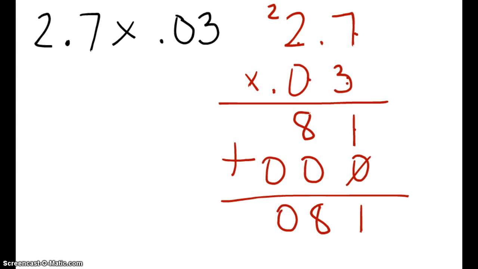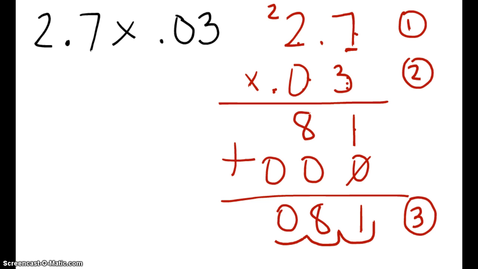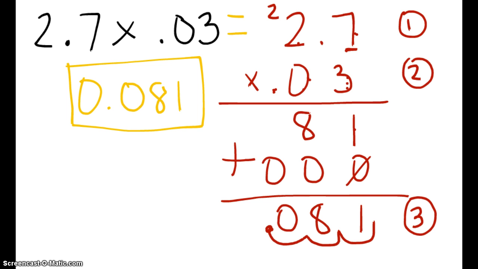everything up. All right, now we're going to worry about our decimal points. How many are behind my decimal point here? I have 1 number behind my decimal point here. How many numbers do I have behind my decimal point here? 2 numbers. So in my answer, I need 3 numbers behind my decimal point. 1, 2, 3. So my final answer is 81 thousandths. All right?